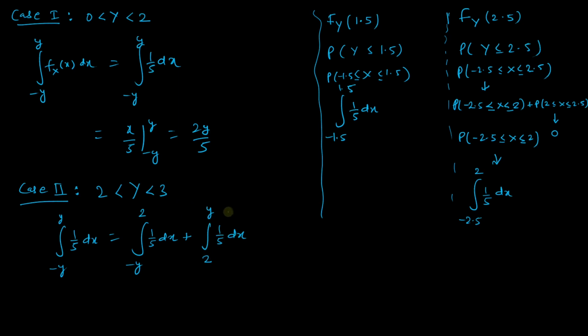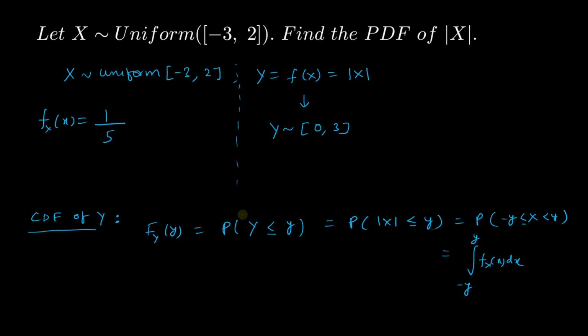Now observe here that the value of y will always be greater than 2, right? Because y falls in the range 2 to 3. So this integration will go down to 0, because this is the probability that x will take values greater than 2. Since x has a range only up to 2, as we have noted here, it cannot take values greater than 2.